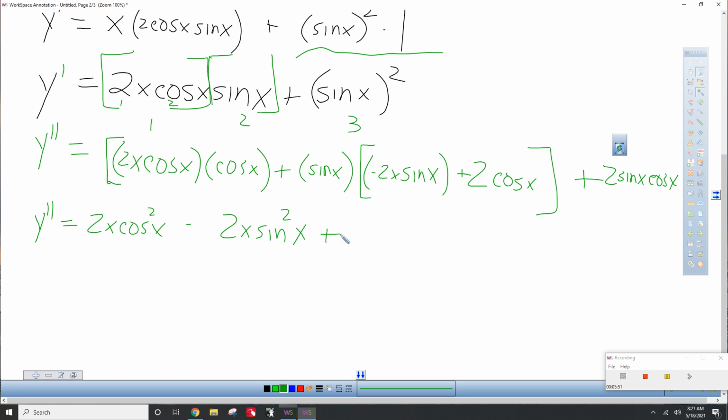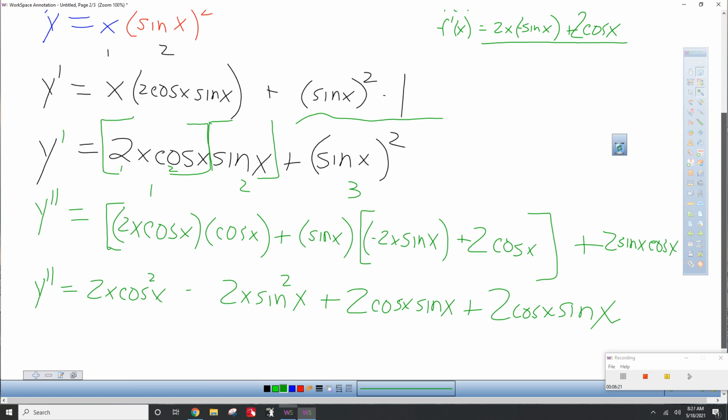Plus 2 sine of x cosine x, sine of x, whatever, plus 2 cosine x sine x. I don't know why I reversed the order. Now what's the answer? If that was a plus, I could get behind this.